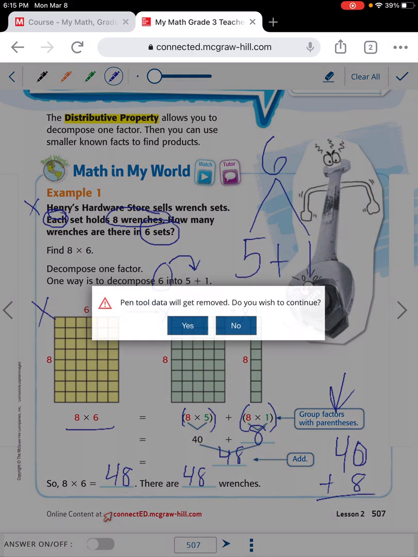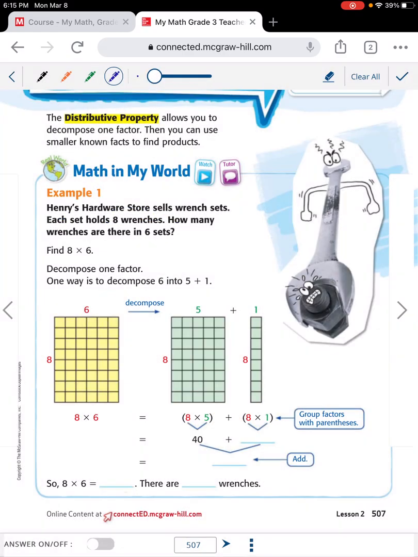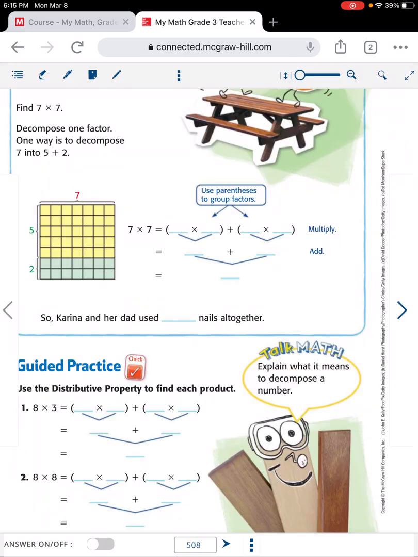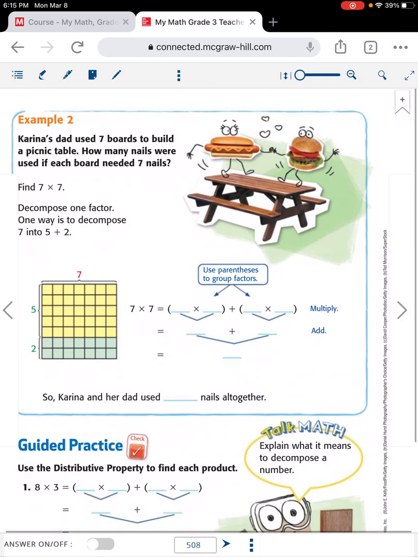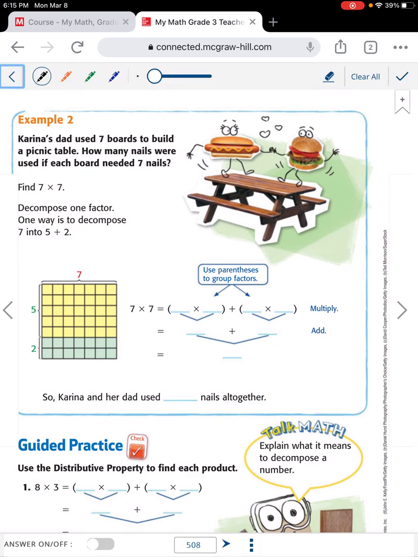Pause the video if you need the notes. And let's move on to page 508. So let's start off with example 2.